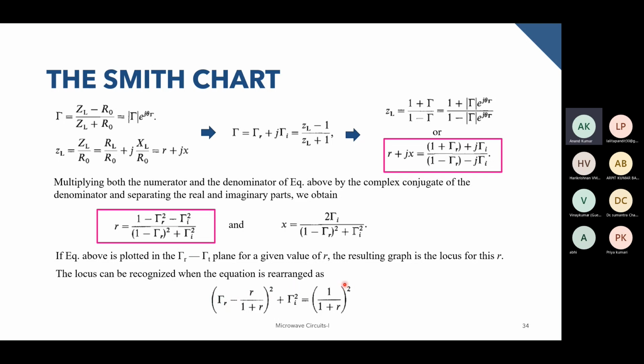Now, if you look closely, this expression is the equation for a circle, if you have your coordinates as gamma r and gamma i. The r by 1 plus r term is basically a shift in the coordinate, a shift in the center of the circle, and 1 by 1 plus r is the radius of the circle. So we can write this particular locus in this form.